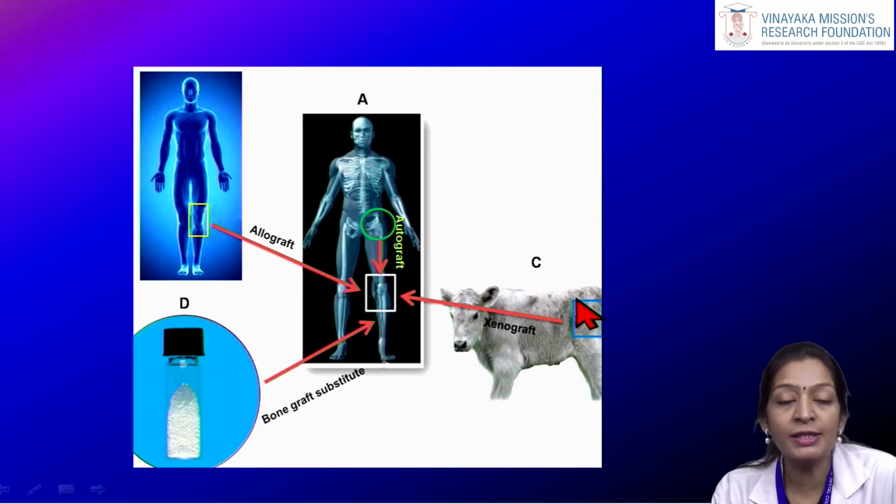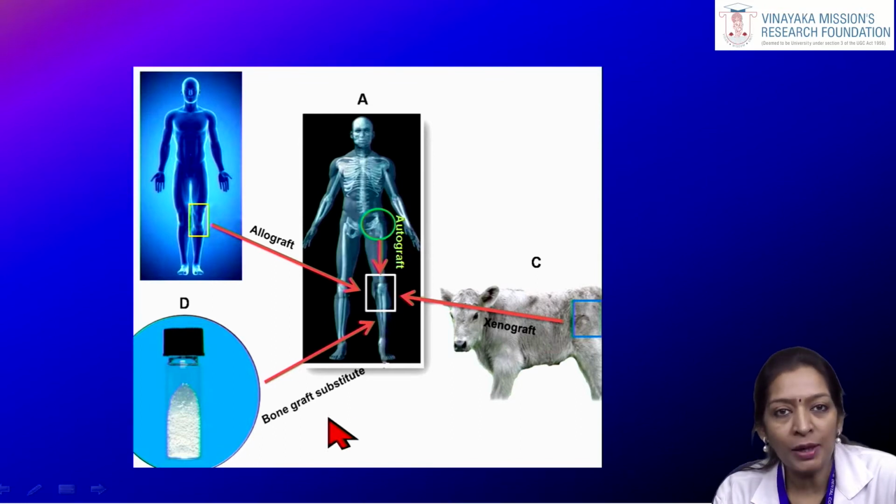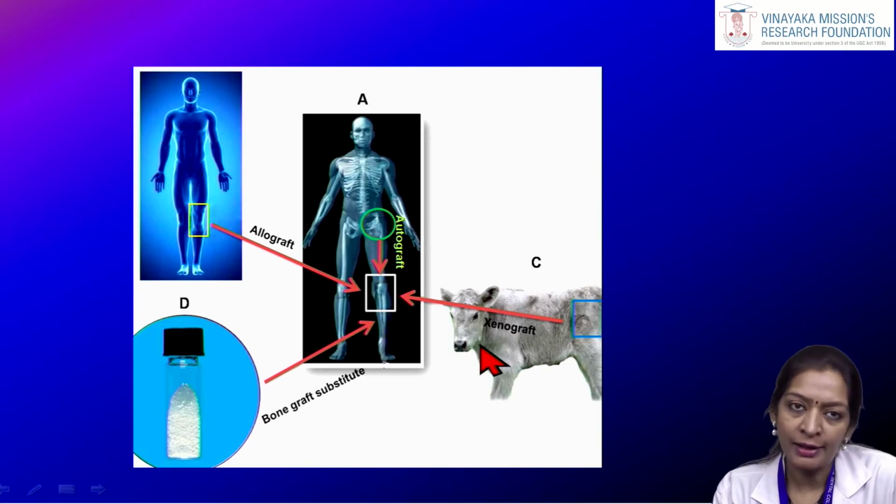Then something called xenograft, that is the graft which is taken from a different species. Then alloplast is nothing but synthetic or artificial materials. The 4 types of bone grafts are autograft, allograft, xenograft and alloplast.